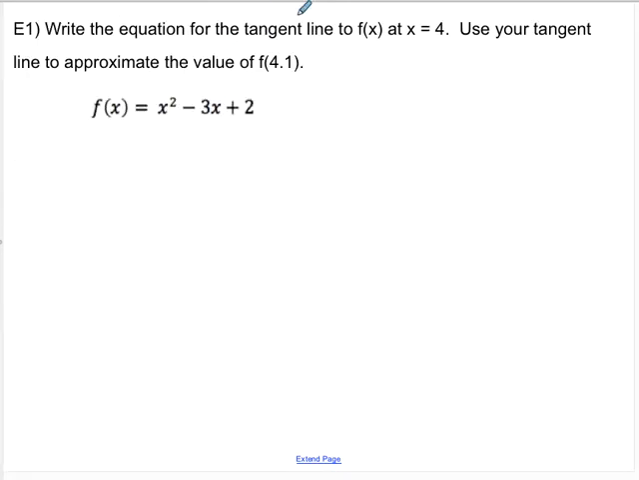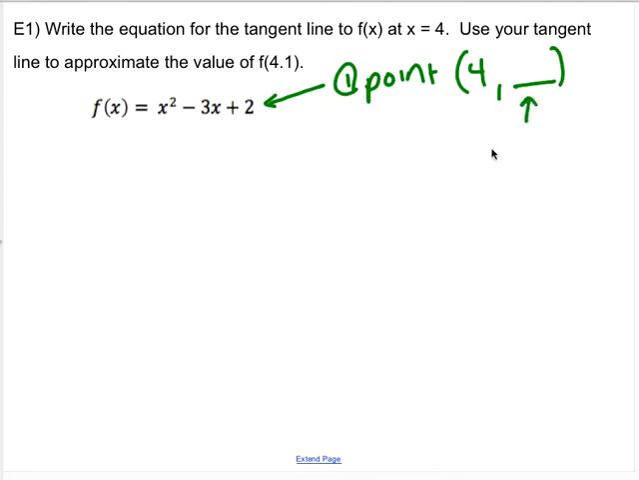So write the equation for the tangent line to f of x at x equals 4. Use your tangent line to approximate f of 4.1. So in order to write the equation of a line, I need two things. First thing I need is a point, right? I was given half of the point. I was given 4, comma blank.